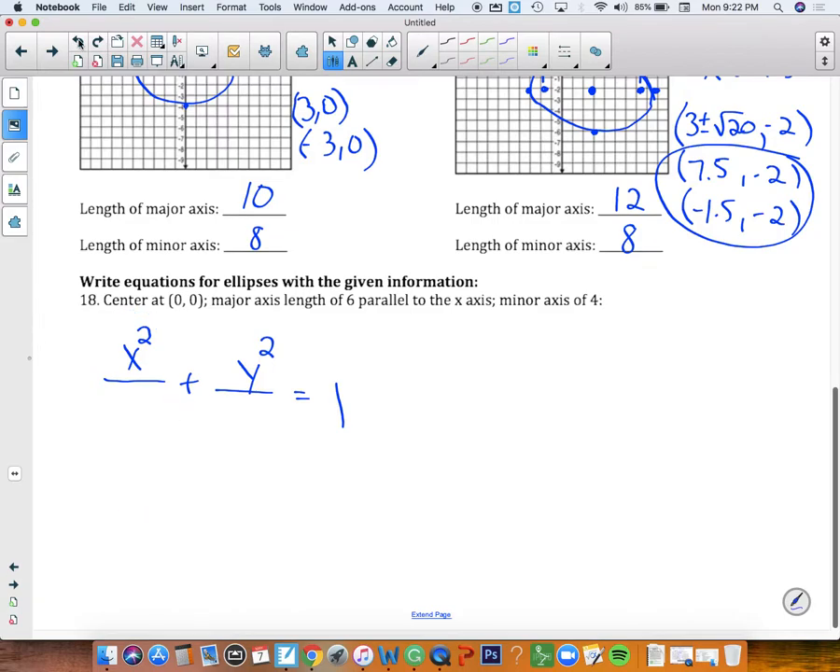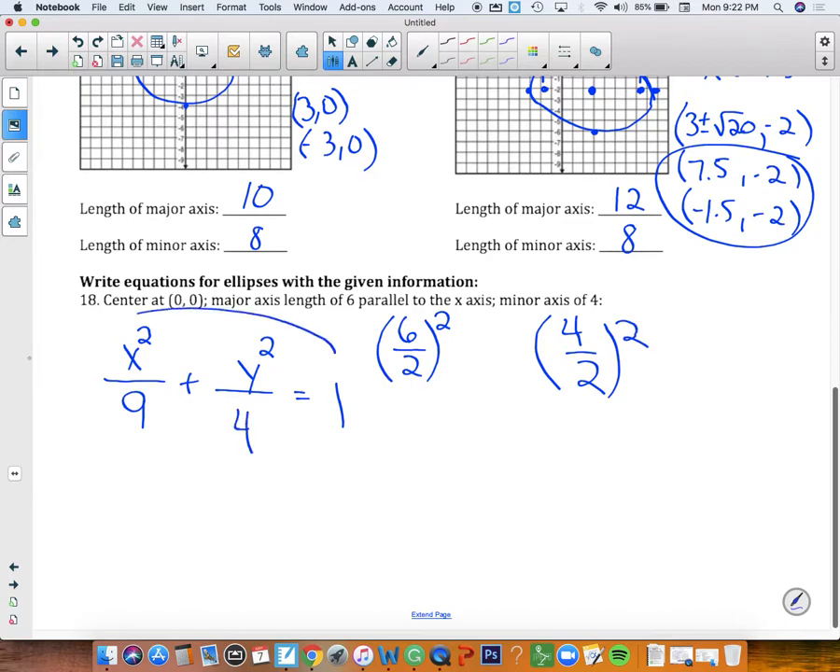All right, so we cut these in half, 6 divided by 2, because the 6 is like the whole axis, and we want like a radius. So you cut it in half and square it. So 6 divided by 2 is 3, you square it, that's a 9. That's what goes underneath the x. And then using the other one for the minor axis, you cut the 4 in half, so it would be 4 over 2, which is 2, and then you square it, so that's a 4. That's the equation of the ellipse, okay?